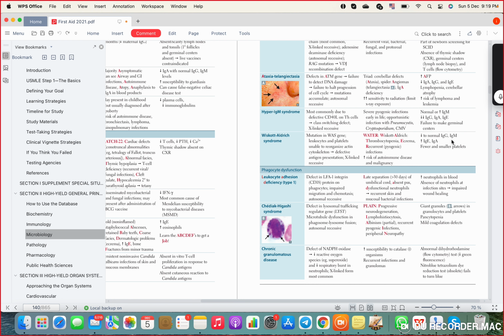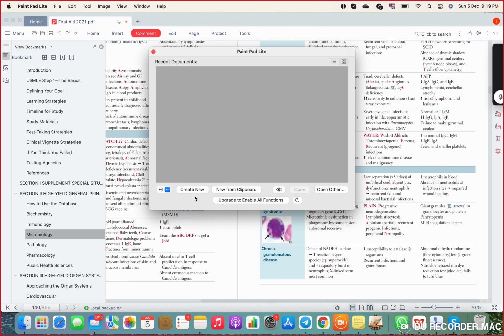Which one, doc? In Wiskott-Aldrich syndrome, what is the problem? The actin are not able to form well, doc. So there's a cytoskeleton problem in this. The WAS gene, Wiskott-Aldrich, WAS gene defective. So the actin are not able to form properly and the cytoskeleton is weak in them.